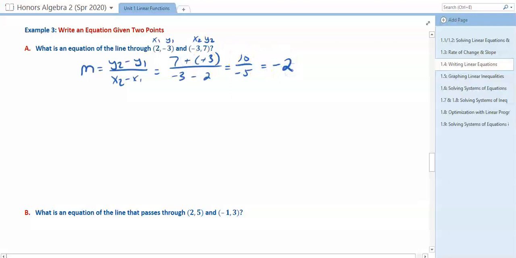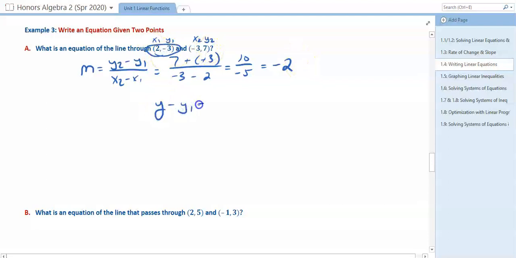Now, here comes the option. I can use either ordered pair for the next step to plug into point slope form. It depends on the numbers on what you want to use. Everything's an integer here, so there's nothing in terms of fractions that you don't want to deal with. So I would just go with smaller numbers. So I'm going to choose the 2, -3 to use.